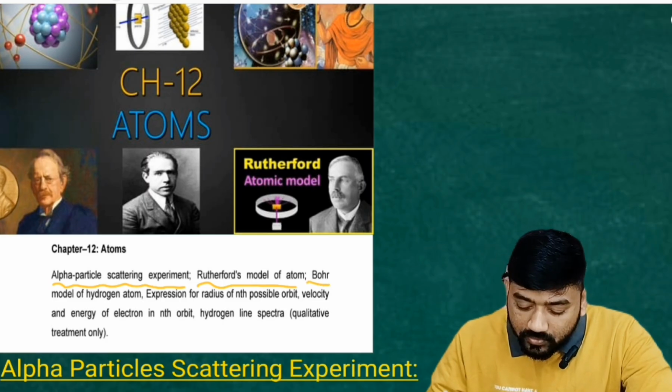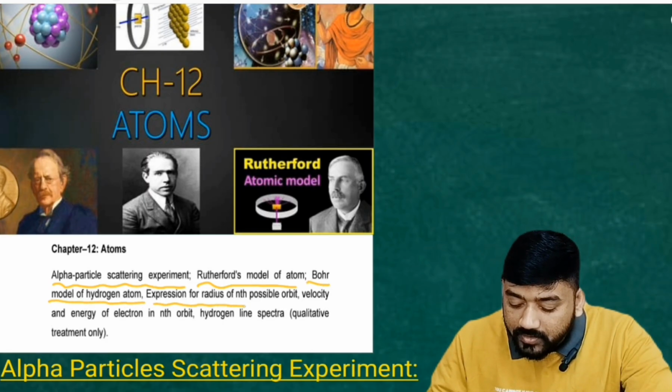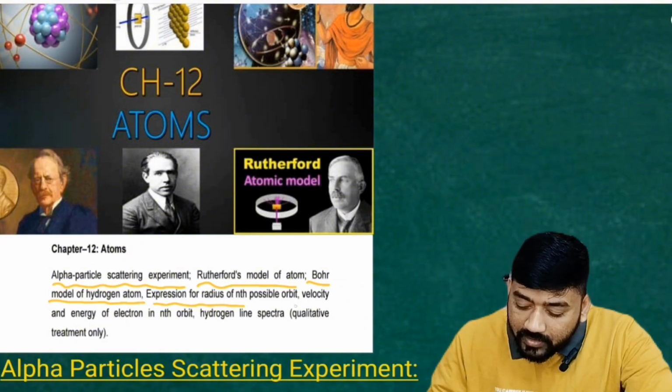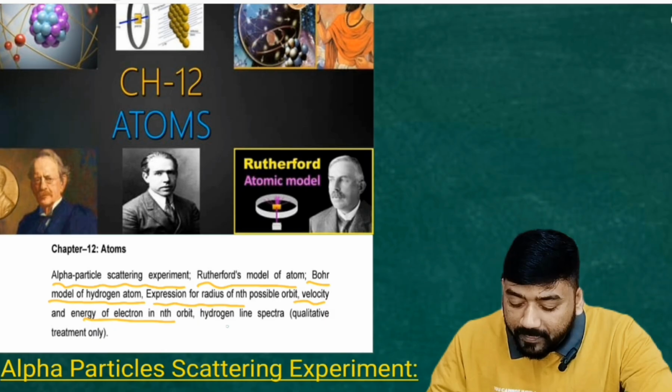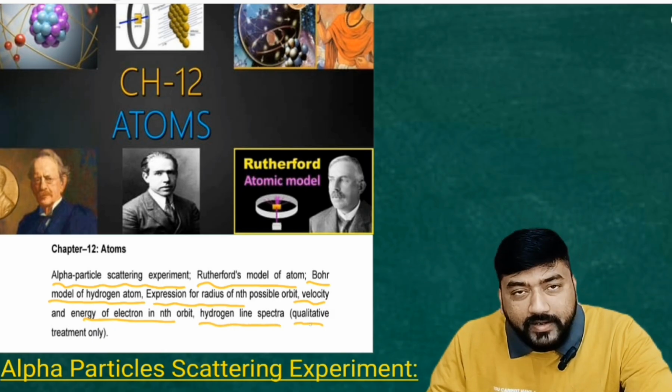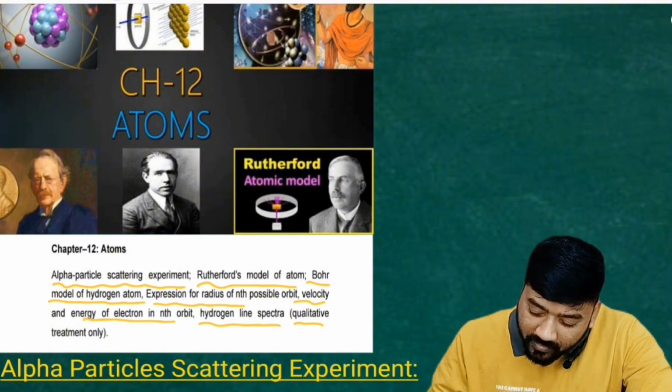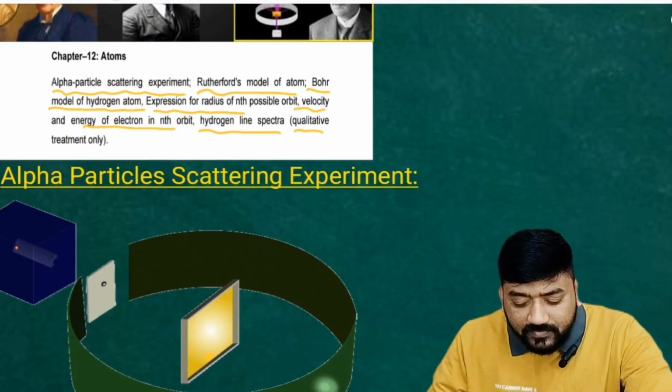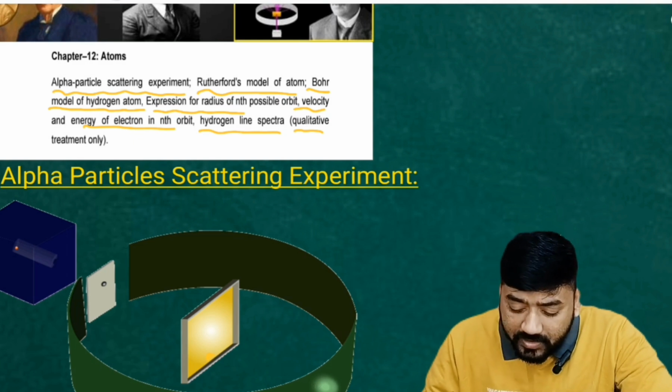Then we will discuss the Bohr model of hydrogen atom. We will discuss the expression for the radius of the nth possible orbit, and we will discuss the velocity and energy of the electron in the nth orbit. Then we will discuss hydrogen line spectra, and here you can see qualitative treatment only. That means we are not going into the rigorous mathematics. Okay. So the first topic that we have is the alpha particle scattering experiment.